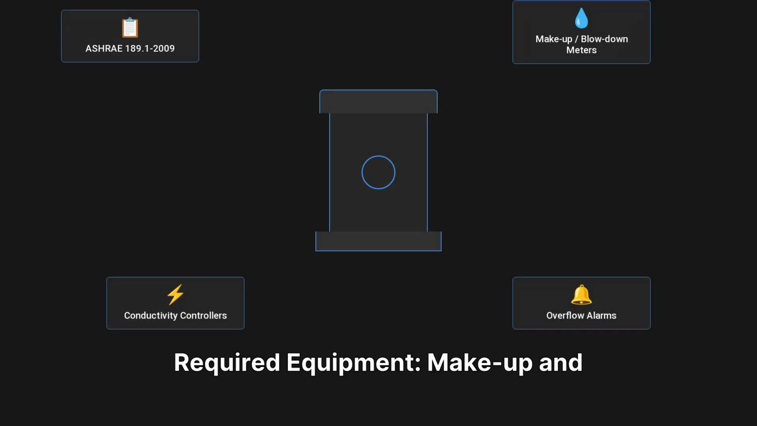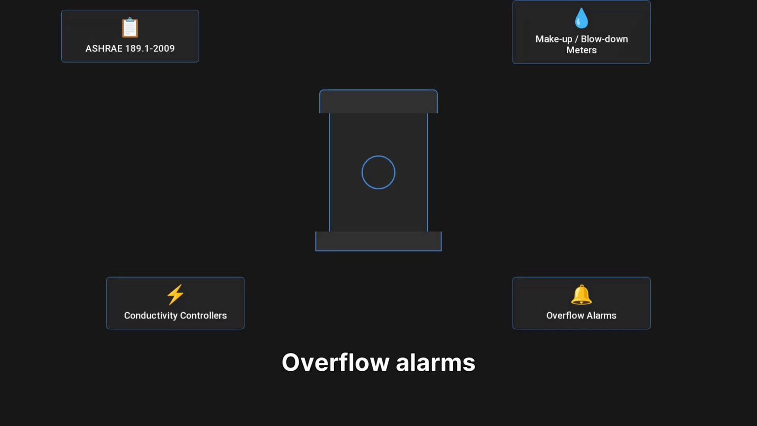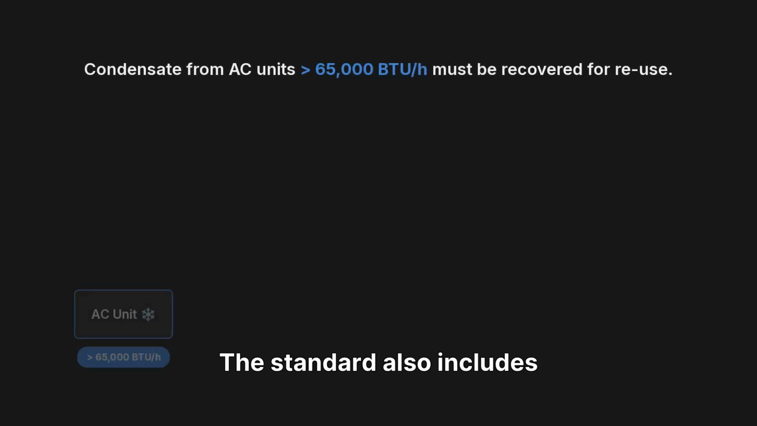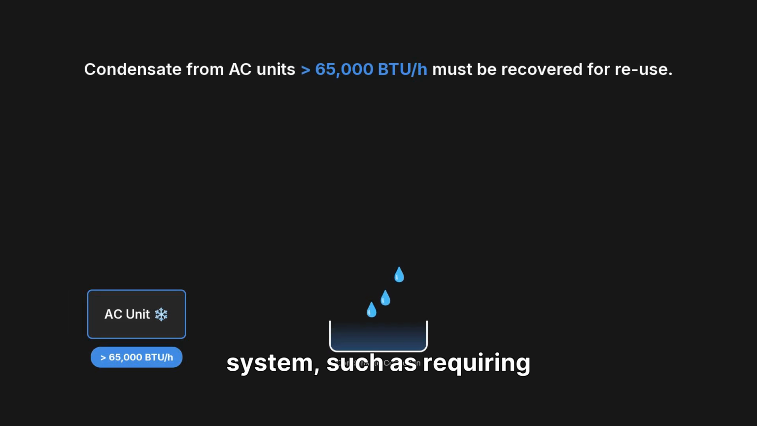Required equipment: makeup and blowdown meters, conductivity controllers, overflow alarms. The standard also includes provisions for water efficiency elsewhere in the cooling system, such as requiring the recovery of condensate from air conditioning units with a capacity greater than 65,000 BTU/h for reuse.